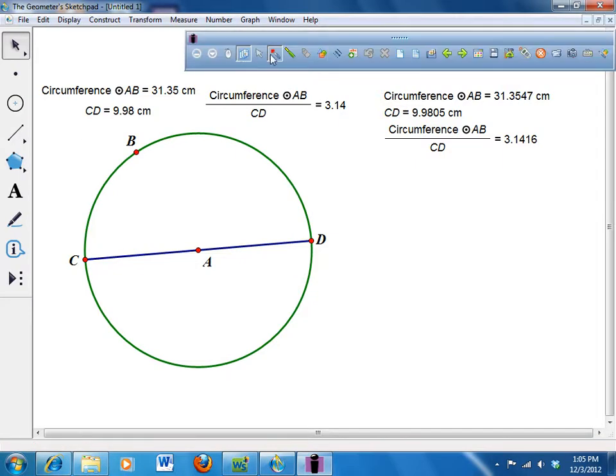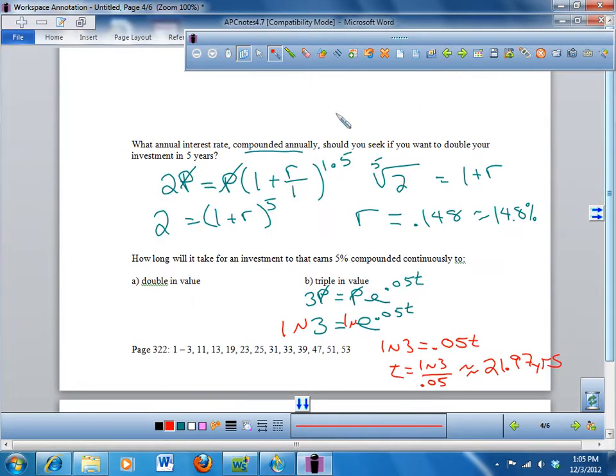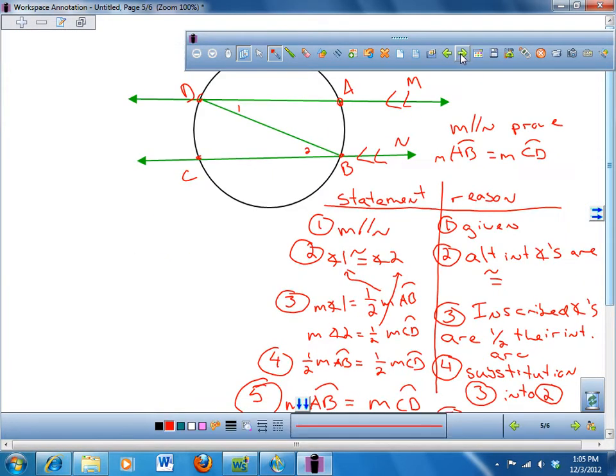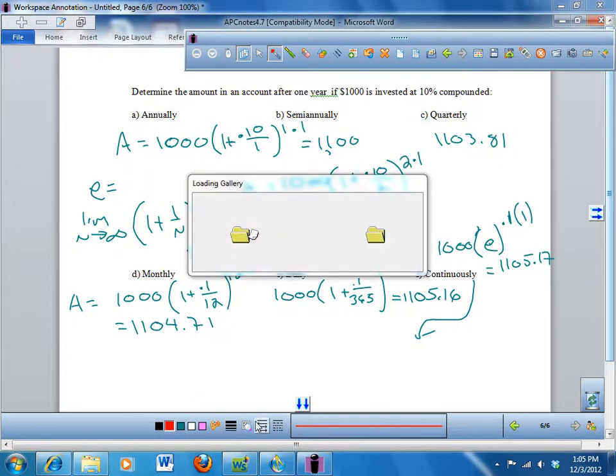One approximation that they use for pi is whoops. Where did that come from? Okay. Where did I go? Oh, I don't mind.